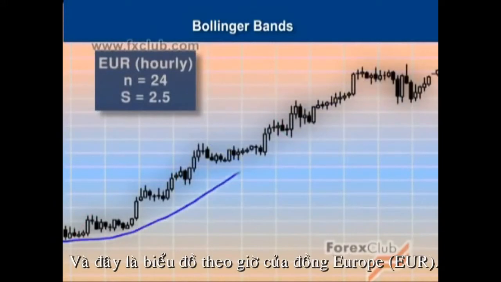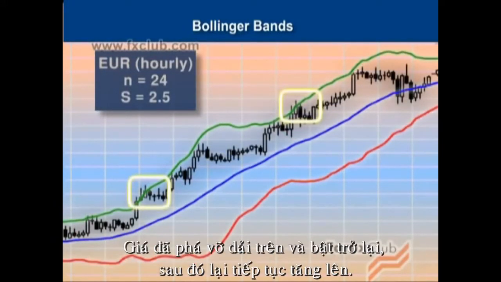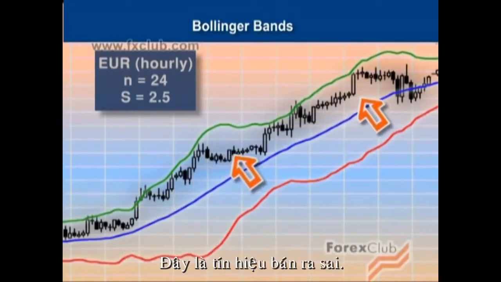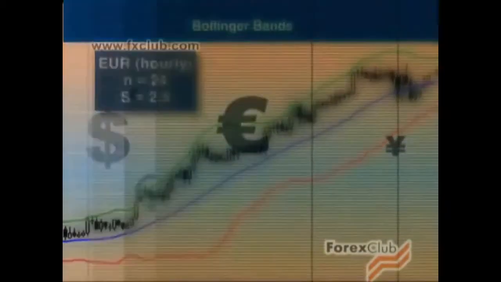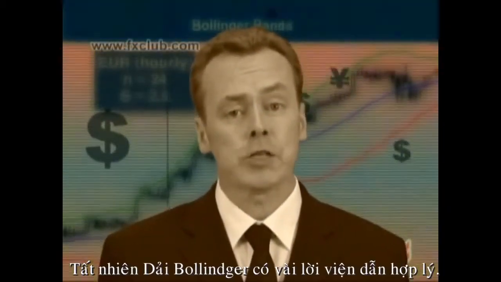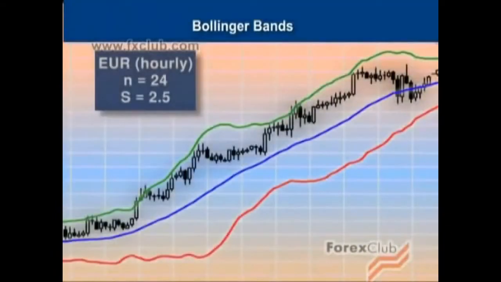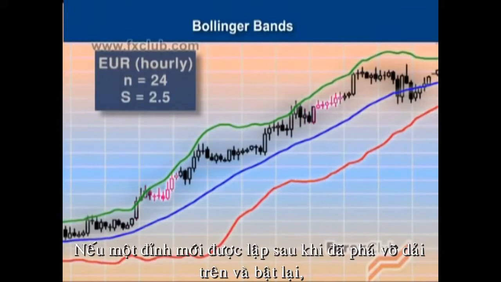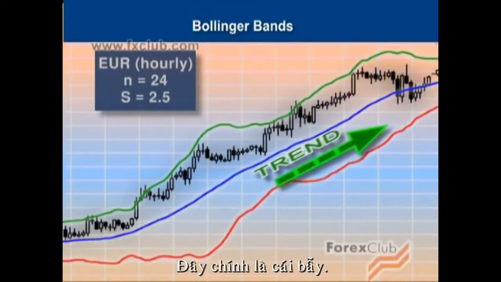And this is an hourly euro chart. The price has broken the upper band, but then comes back into the range and then continues on its way up. It's a false signal to sell. Of course, Bollinger Bands have some defining quirks. If there are new highs after the return of price from an upper band breakout, there is a strong signal for a surge in the uptrend. Therein lies the trap.